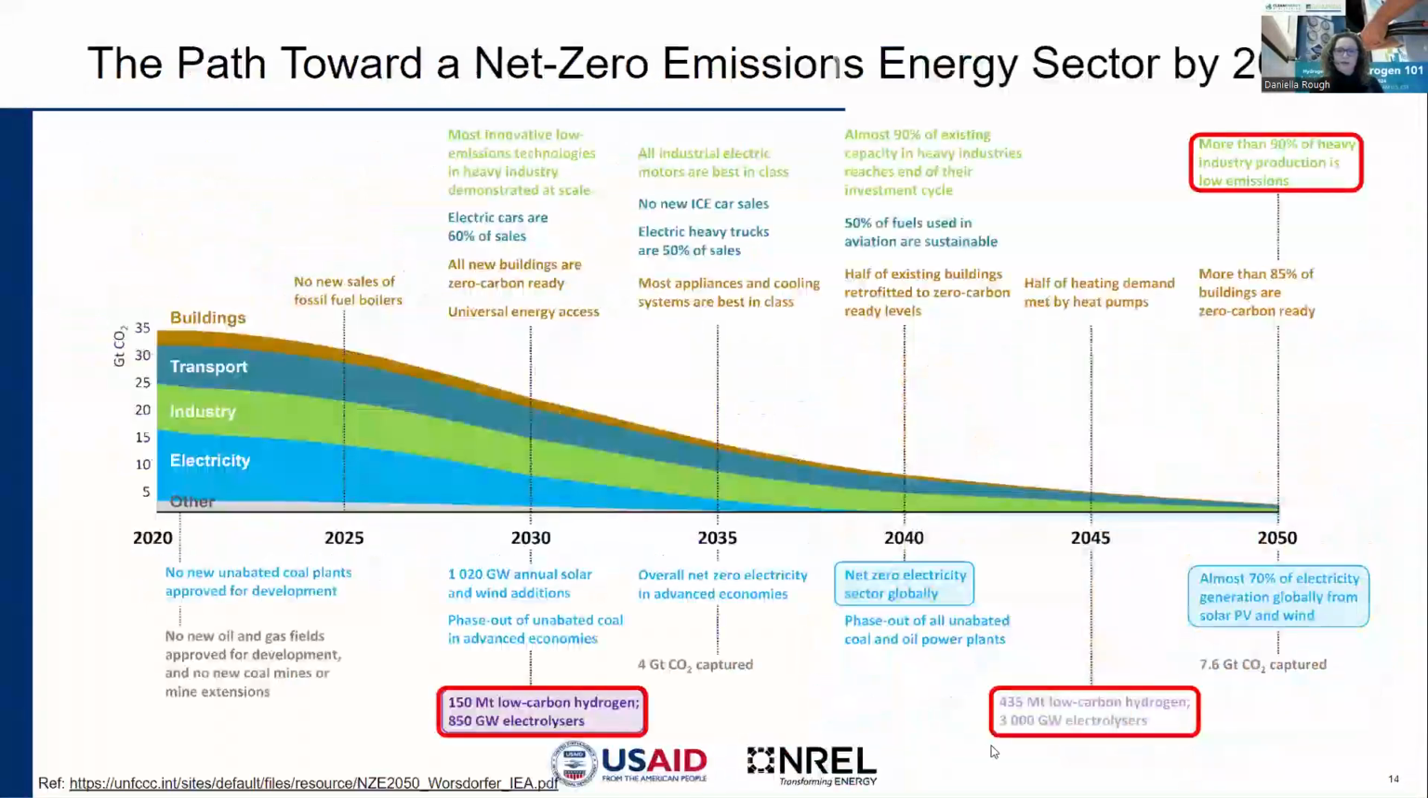So when we talk about decarbonization pathways, here's an example of a global decarbonization pathway to reach net zero emissions by 2050. And what we see is that hydrogen starts playing a progressively larger role in that decarbonization pathway.